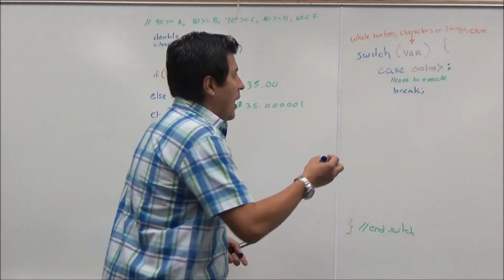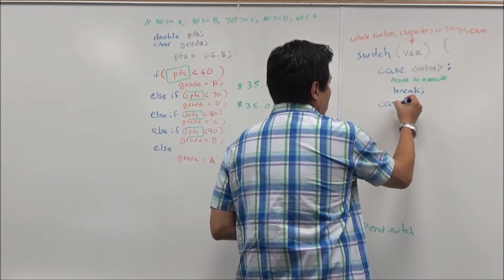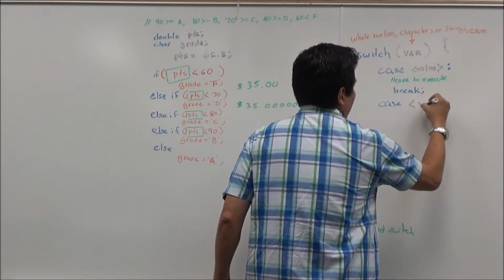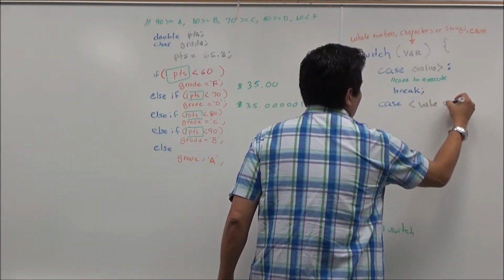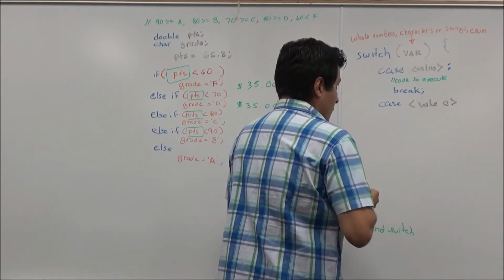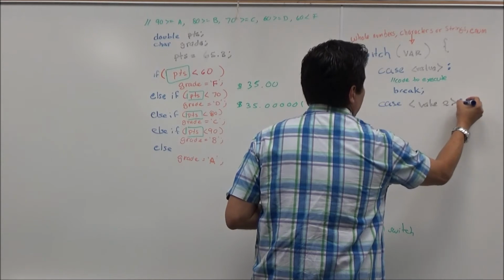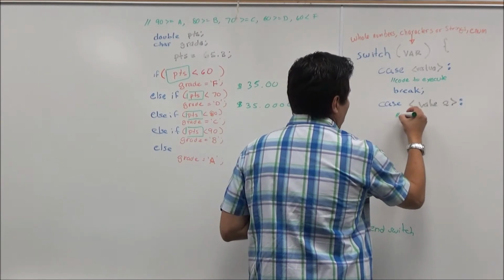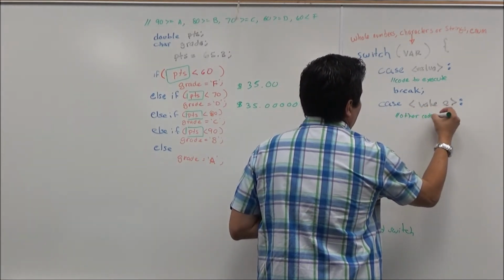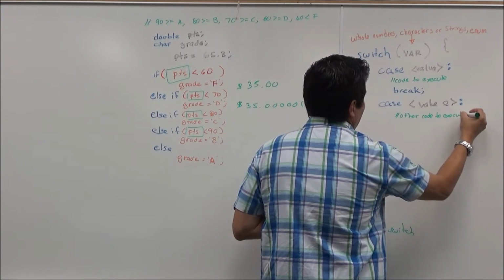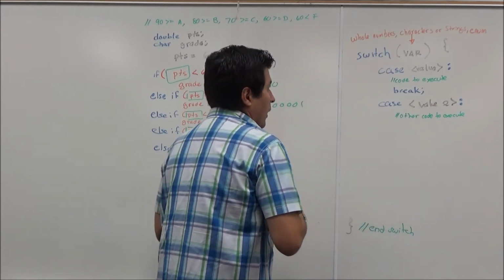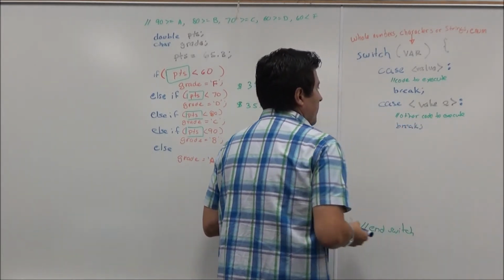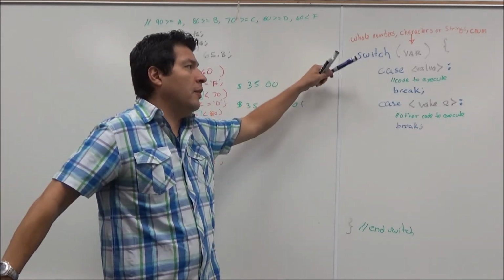So I can have another value here, another case. Value 2, let's say. Another colon. I'm going to have other code to execute here. And then another break. And it's going to continue as many cases as you have.